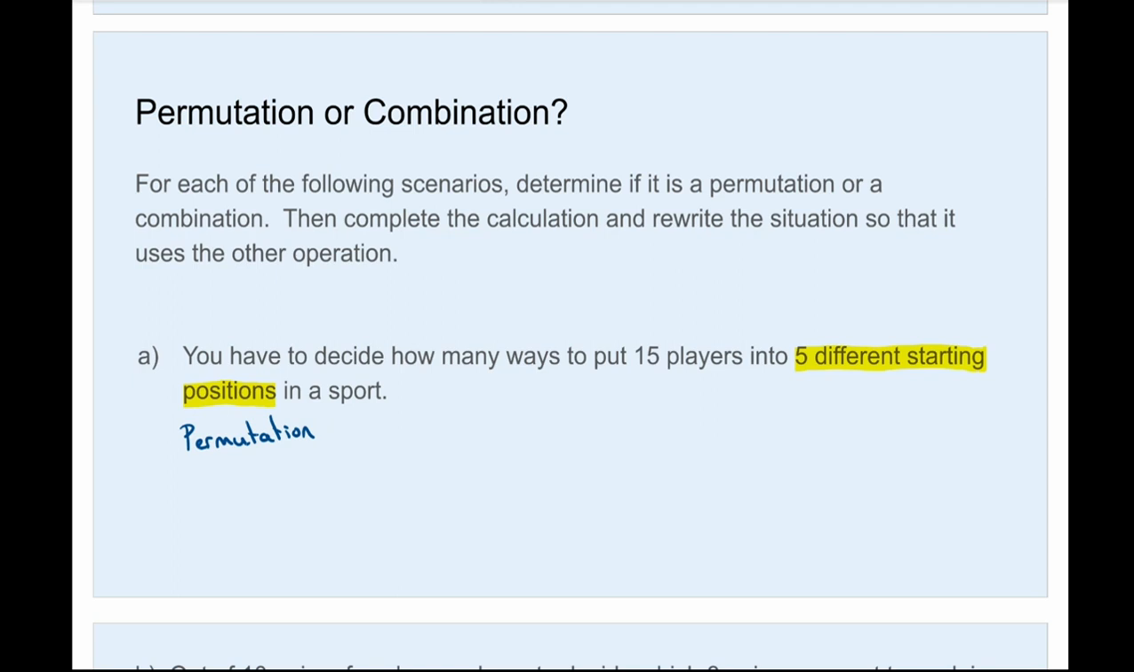And in that case, we would have 15 objects, and we are picking or ordering or arranging 5 of them. So 15P5. And we get 360,360 different starting positions.